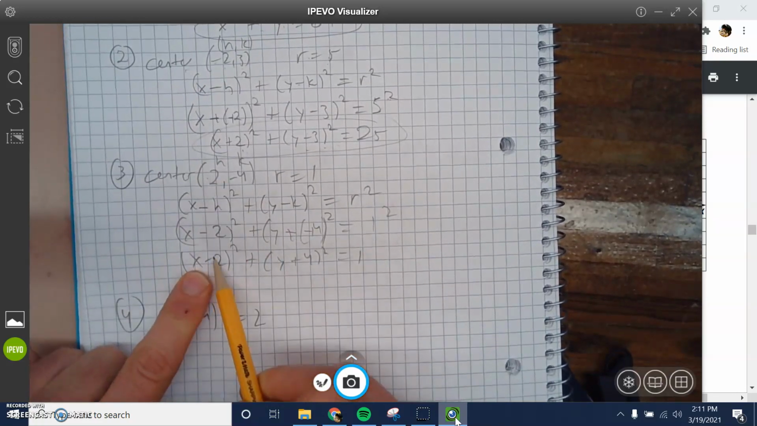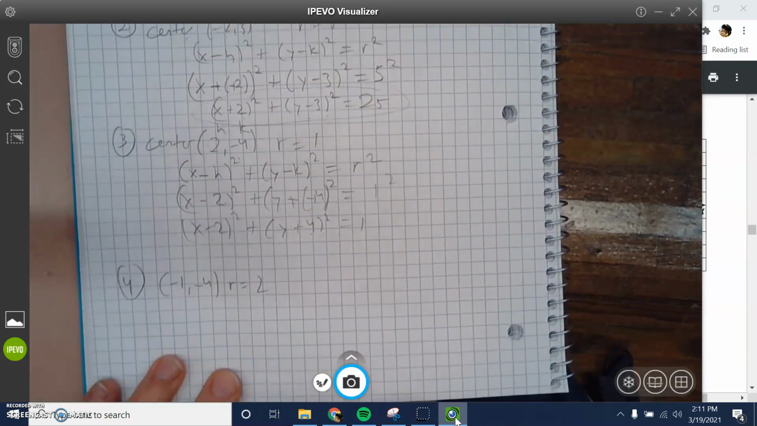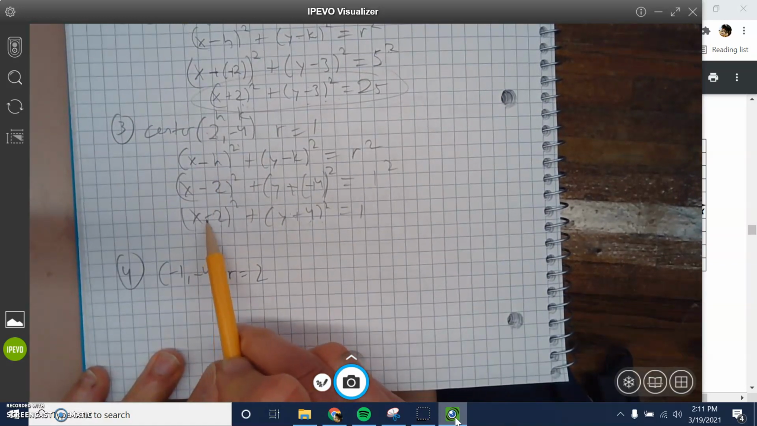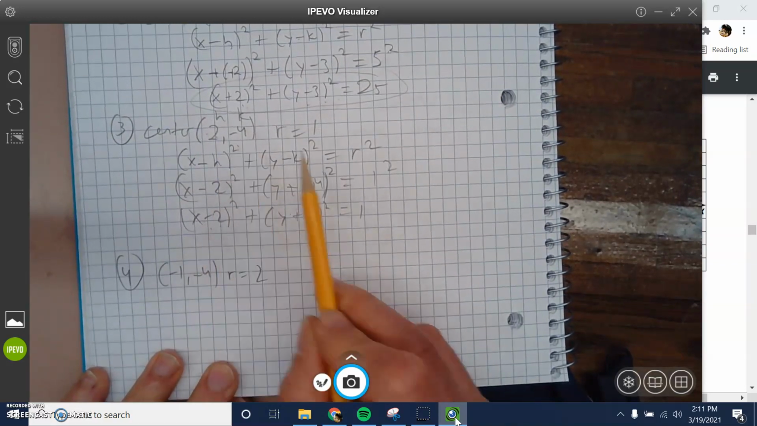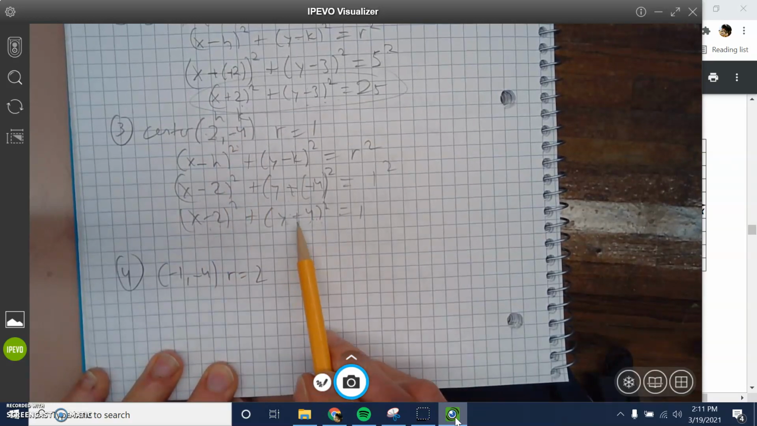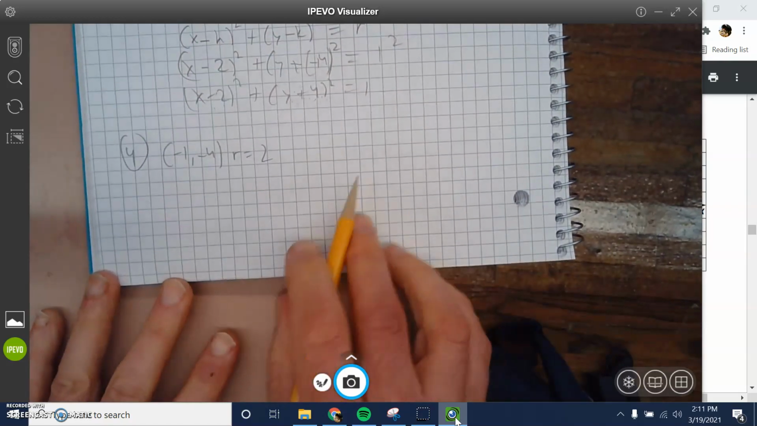You notice a pattern yet? With the y's, how you write this equation based upon the center? Yeah. Looks like the opposite, right? If this is positive, this would be x minus 2. And if this is negative, it's y plus 4. So whatever the center is, the opposite is presented in the equation. Cool. All right, last one, number 4.